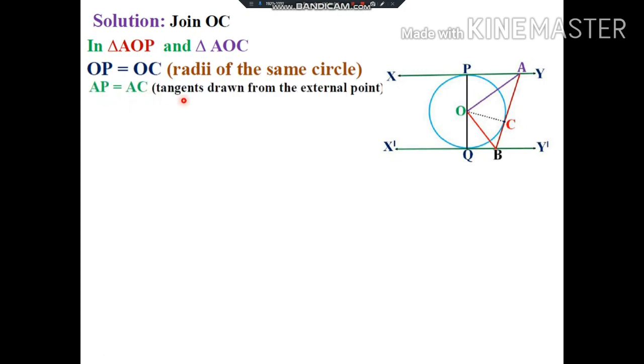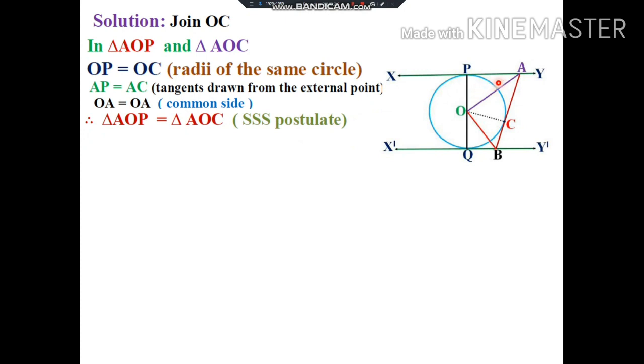AP is equal to AC, tangents drawn from external point. External point here is A. OA is equal to OA, common side. OA is common to both these triangles.